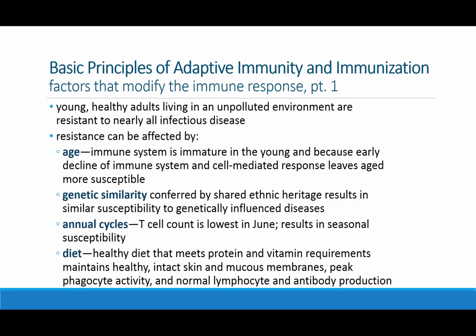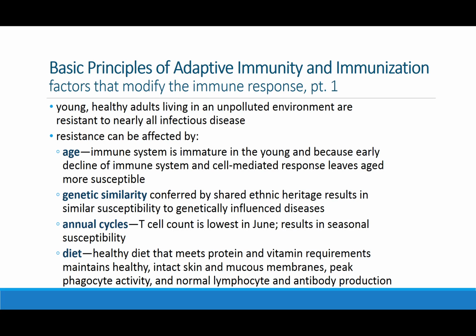So there are a number of factors that can modify immune response. Generally, young, healthy adults that don't live in a highly polluted environment tend to be resistant to nearly all infectious diseases. But we can see issues with resistance based on age. So the very young and the elderly are much more susceptible to disease because the young have a fairly poorly developed immune system, and the older have a decline in immune function and in cell-mediated responses.